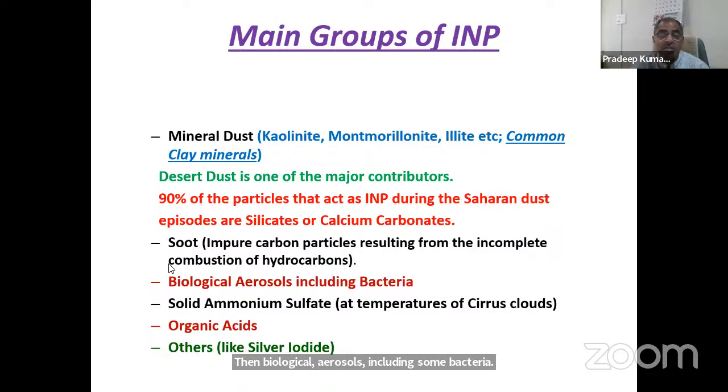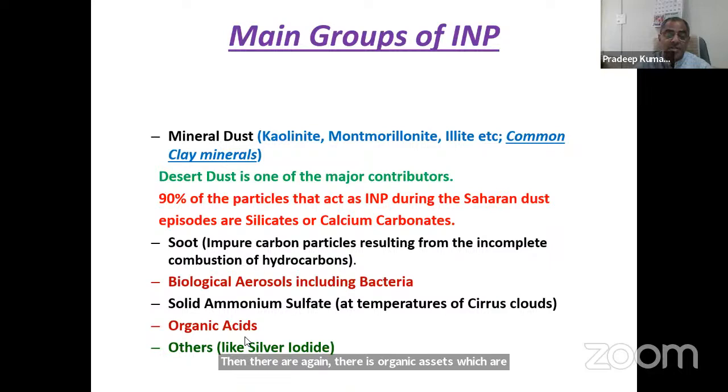So, apart from our cloud physics community, there is a lot of interest in ice nucleation from the food preservation community, that is, when you put food into the freezer. So there is a lot of interest in biological aerosols from the food technology community. Then there is solid ammonium sulfate at temperatures of cirrus clouds. Then there are various organic acids naturally produced by trees, which can activate as ice nuclei.